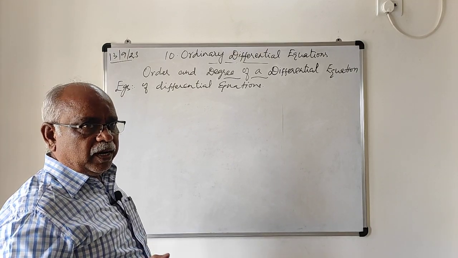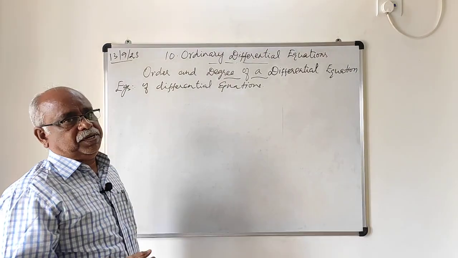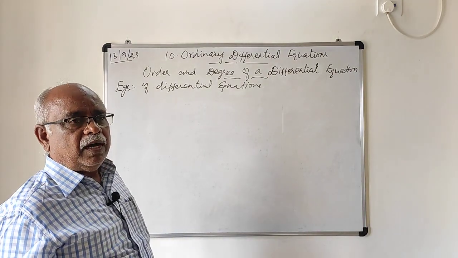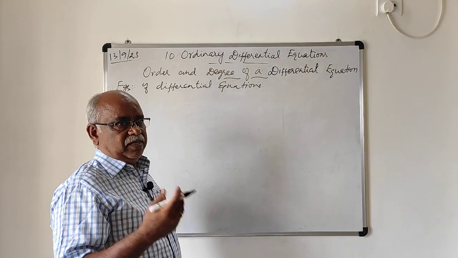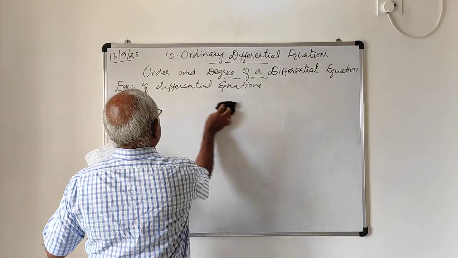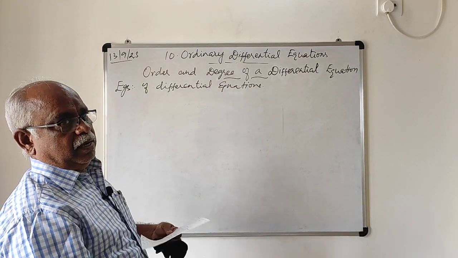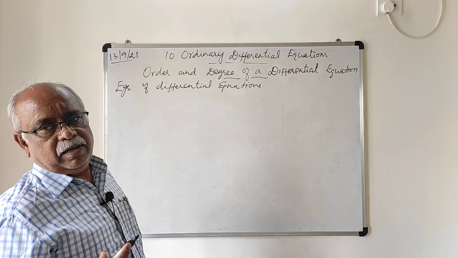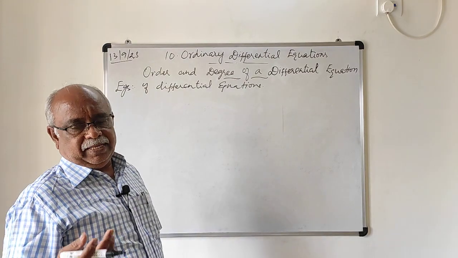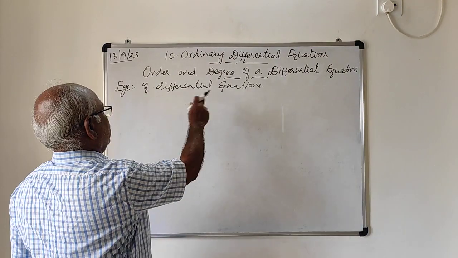What do you mean by the order and degree of a differential equation? Before going to that, what is a differential equation? A differential equation is nothing but equations involving differentials. Equations involving differential coefficients, I mean equations involving derivatives, are called differential equations. y is the dependent variable, x is the independent variable, dy by dx is the first derivative.